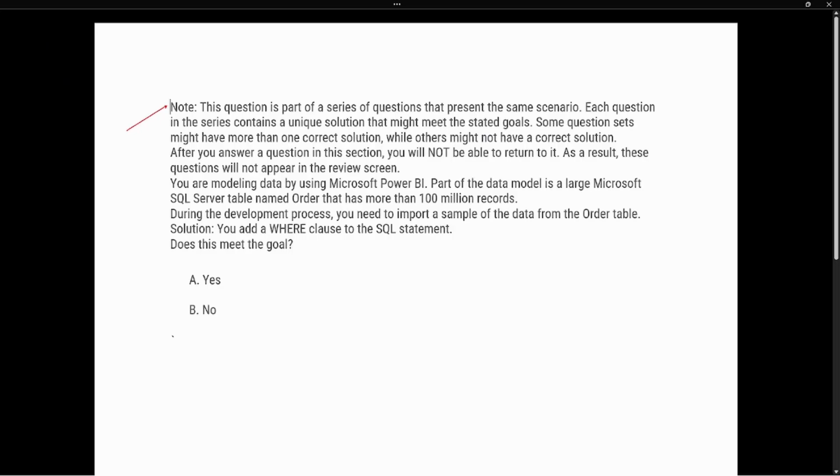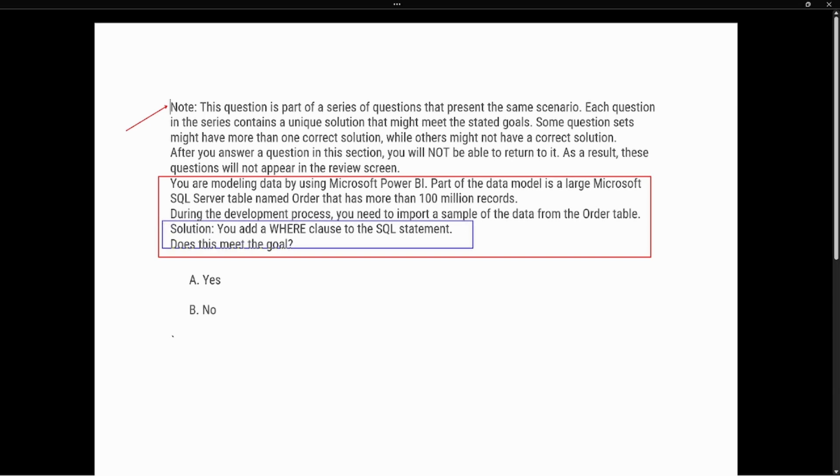Once again, the note here at the top just says that this is a series of questions that presents the same scenario, and our question is down here at the bottom. The question says, you are modeling data by using Microsoft Power BI. Part of the data model is a large Microsoft SQL Server table named Order. An order has more than 100 million records. During the development process, you need to import a sample of the data from the order table. And down here at the bottom, as we looked at before, is the solution for this third and final part of the series of questions.